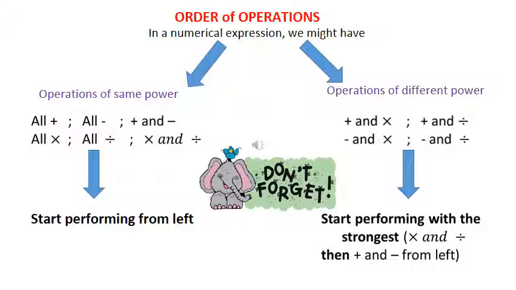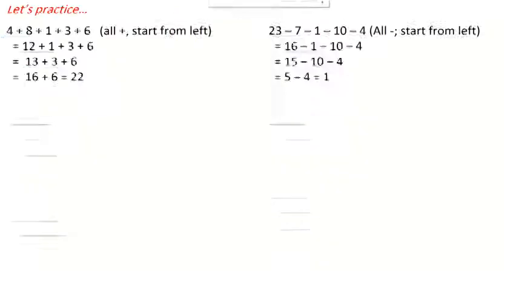Also, we might have operations of different power, like if we have addition and multiplication, or subtraction and division. In every case, we are going to do different things. If we have the same power, we're going to start performing from left. If we have different powers, we're going to start with the strongest. The strongest are multiplication and division, then addition and subtraction.